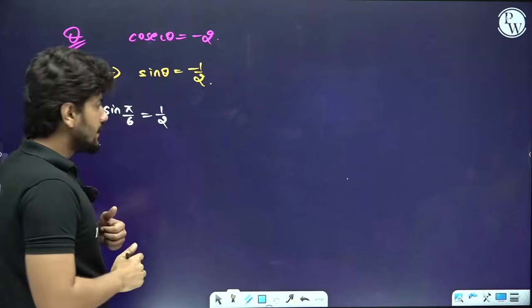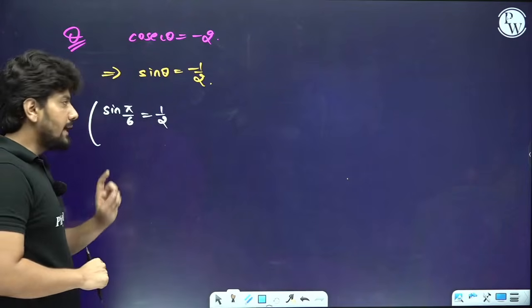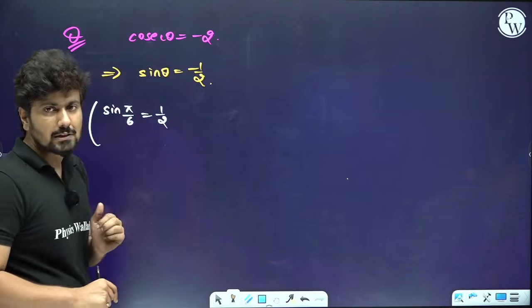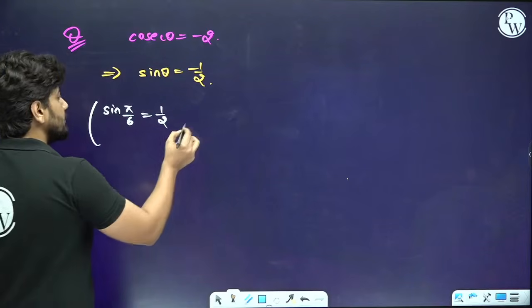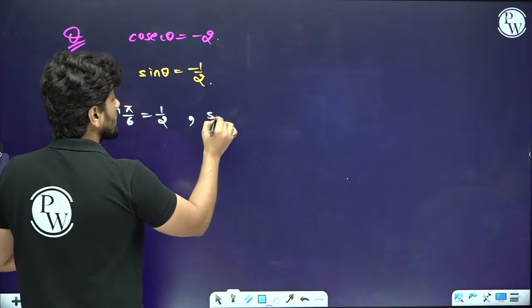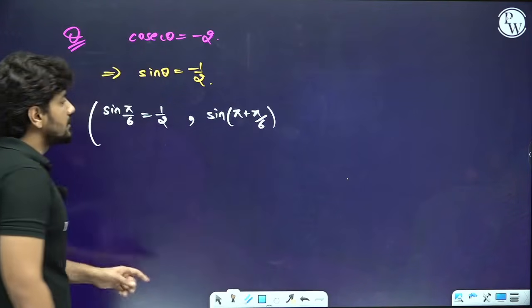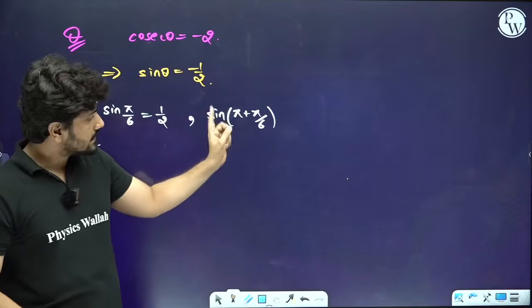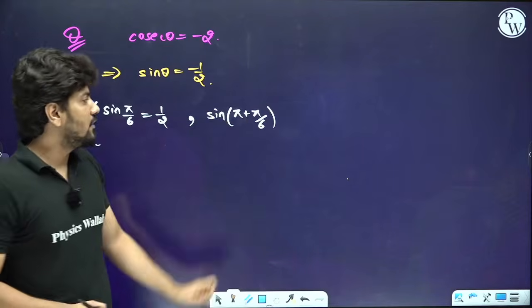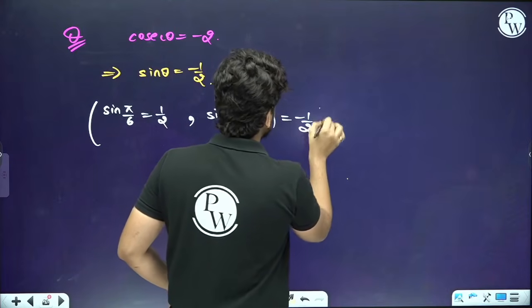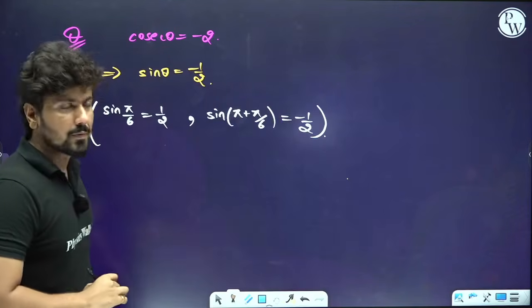Okay. This is in the first quadrant. In the second quadrant, which is pi minus pi by 6, there also sine will give you positive value. Sine will give you negative value at third quadrant, which is pi plus pi by 6. The third quadrant angle. There sine will give you negative value. So sine of pi plus pi by 6 is equal to minus sine pi by 6, and that is basically minus 1 by 2.